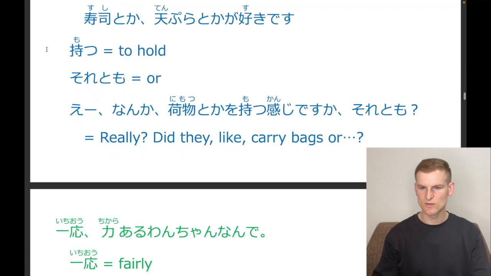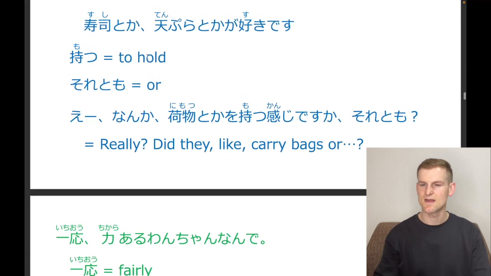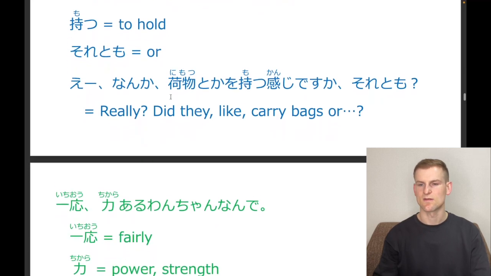And next we have motsu, which is to hold. And finally, at the end of the sentence, I use soretomo, which is or. So let's put that all together.